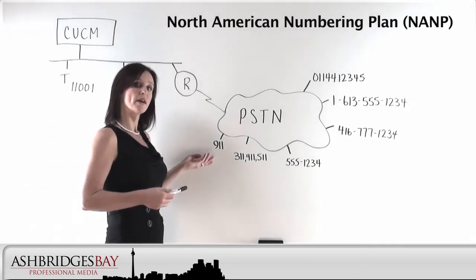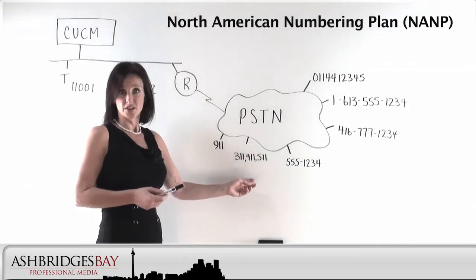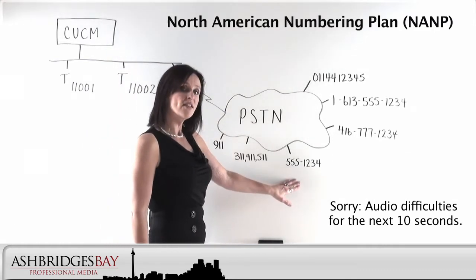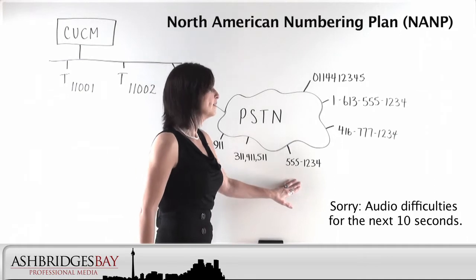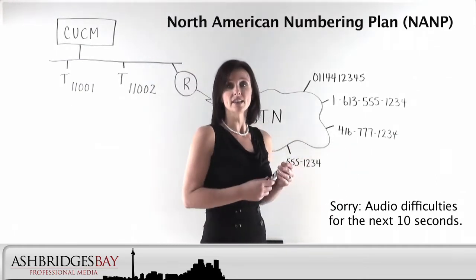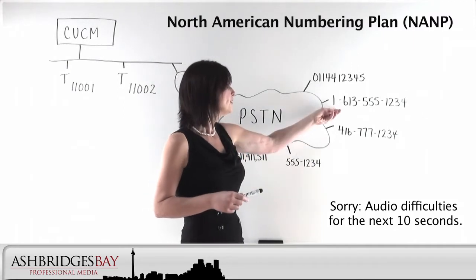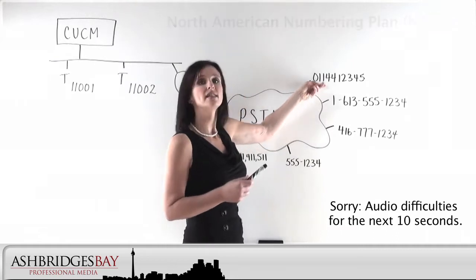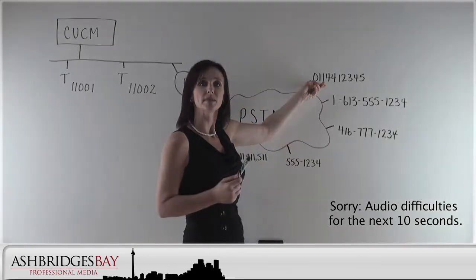We have 911 for emergencies, 3-digit service codes, with 411 being the most familiar. Some areas still have 7-digit local dialing, but most of us use 10-digit local dialing. If you're dialing long distance within North America, you dial 1 and then your phone number. And for international calls, dial 011 and then the phone number.